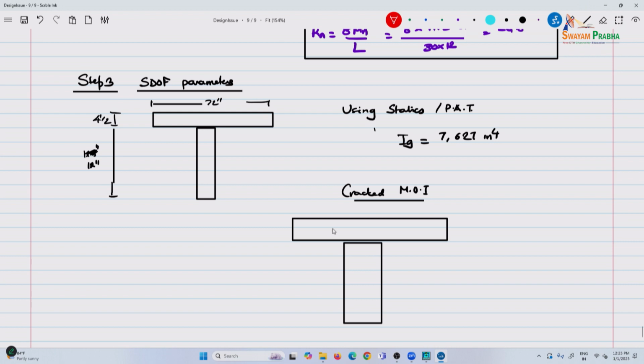So we'll assume a C somewhere here, and your steel is N times AS. The modular ratio is 8.